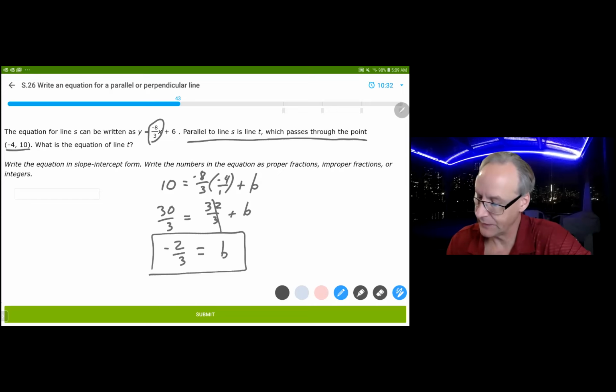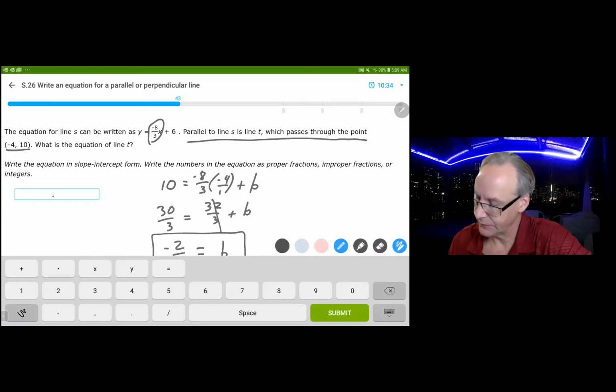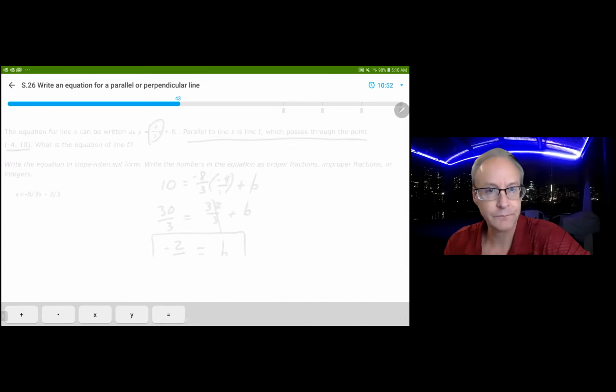I'm going to go ahead and put in my equation. Hopefully I'll be able to see it. A little hard to see, but I know what it is. It's going to be y equals -8/3 x, and then I have a minus, but I have to put the spaces probably, 2/3. Looks good.